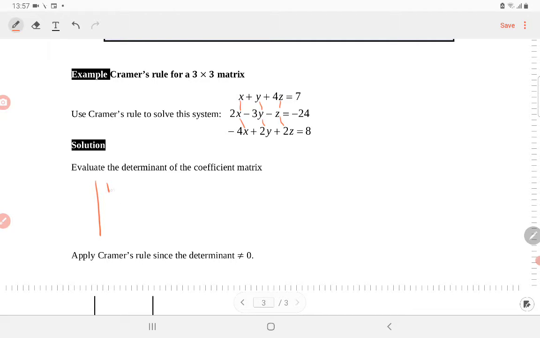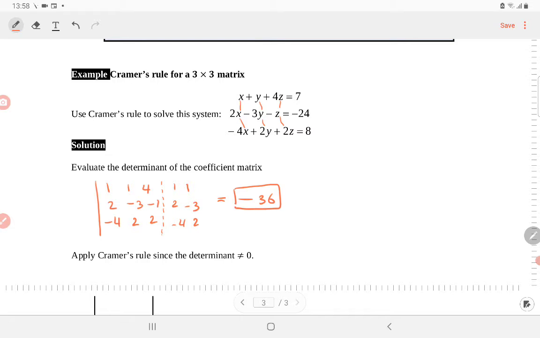So we've got 1, 1, 4, 2, minus 3, minus 1. And the last one, minus 4, 2, 2. And then we copy down the first two columns, 1, 1, 2, minus 3, minus 4, 2. So calculate that like in the previous video. You should get the value minus 36.